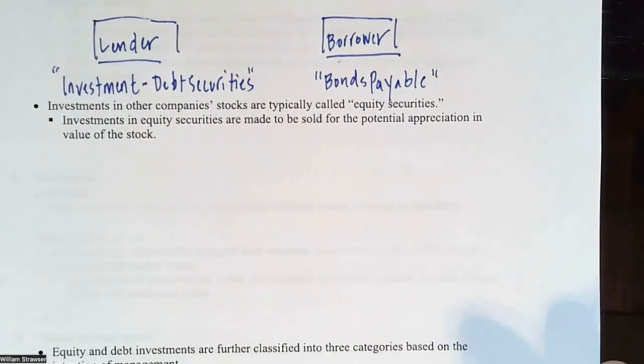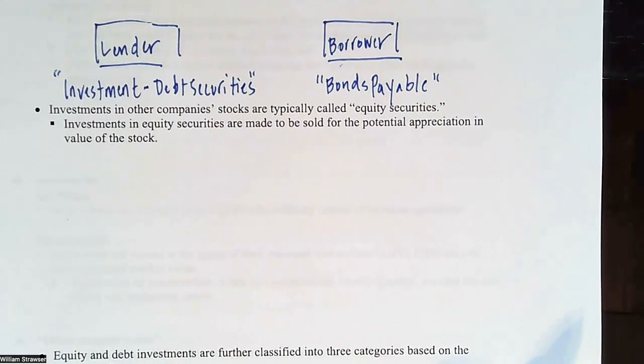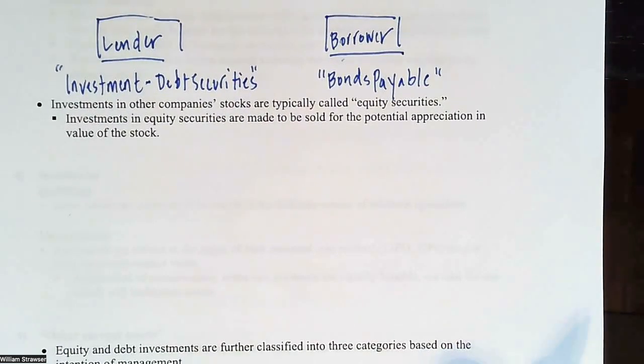Investments in other companies' stock are called equity securities. So that's a different type of short-term investment. When one company decides, I want to buy a portion of the common stock of this competing company, and that happens a lot. And particularly in the automotive industry, Chevy is highly invested in Ford and vice versa. They buy each other's stock and hold it.